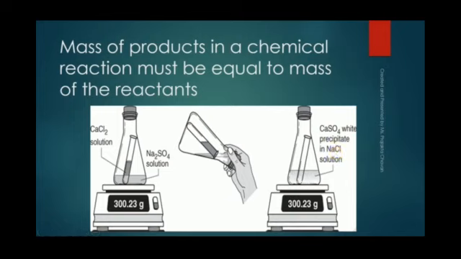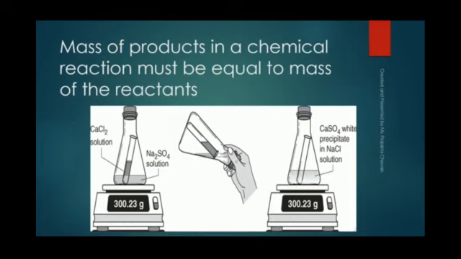The mass of the products was 300.23 grams. So here, as you can see, the mass of the reactants and the mass of the products are equal. This clearly indicates that the mass of products in a chemical reaction is equal to the mass of the reactants.